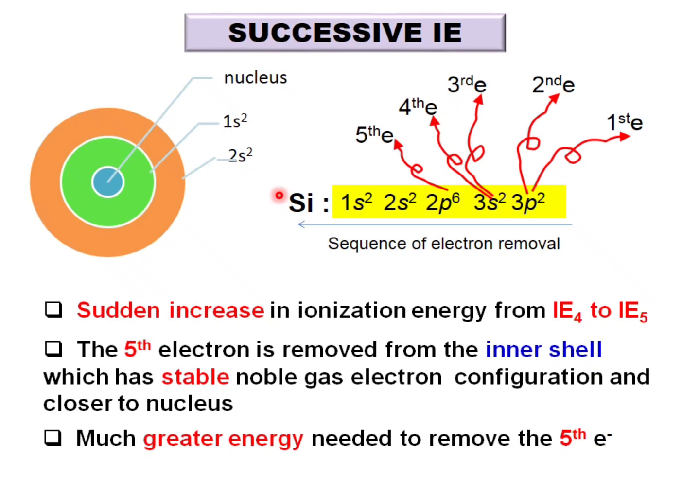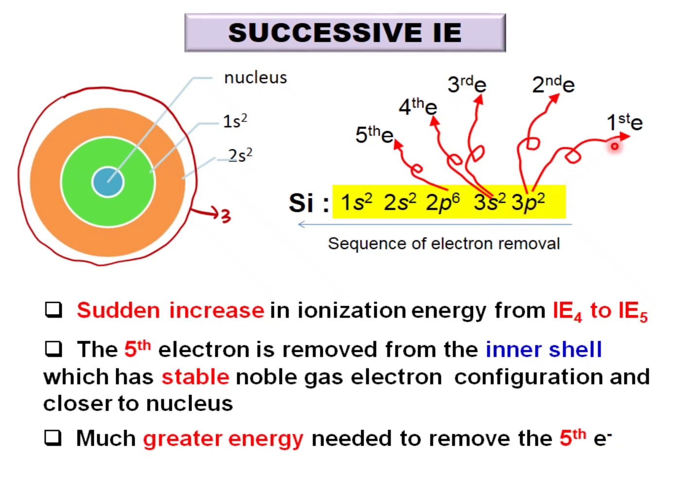So kita akan remove electron daripada outer shell. Okay, so awak kena faham, ini adalah nucleus. Nampak? So ini adalah first shell, second shell. So untuk silicon kita ada third shell. Okay, so ini adalah third shell, so third shell untuk n sama dengan 3. So class, kita akan buang elektron daripada outer shell, di mana outer shell kita adalah 3s2, 3p2.